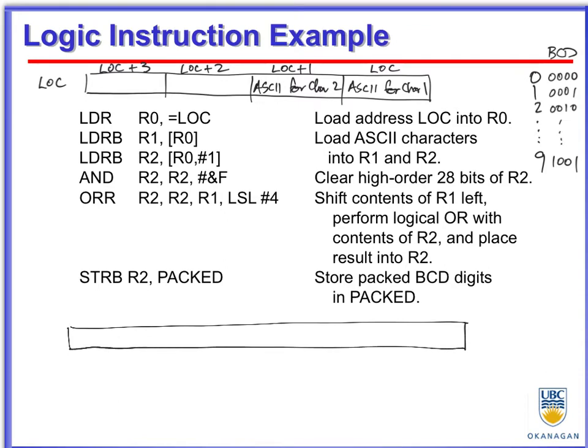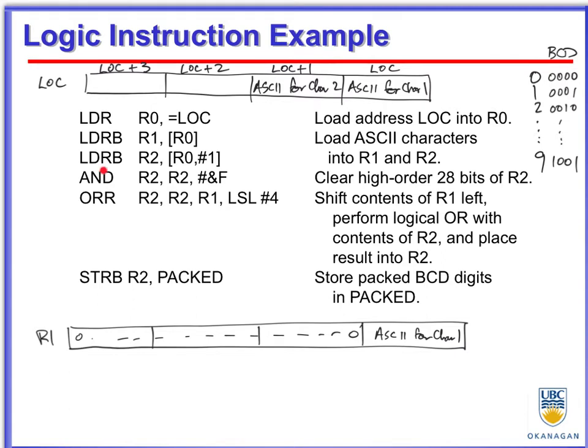So down here we'll draw R1. R1 is a 32-bit register. I'm just going to show the 4 bytes that it's made of. Okay, and so load register byte is going to take the byte that's stored at LOC, which is in R0, and it's going to put it in the least significant byte of R1. So the ASCII code for CAR1 goes there. And these will all be zeros. Okay, so that's what the second instruction does.